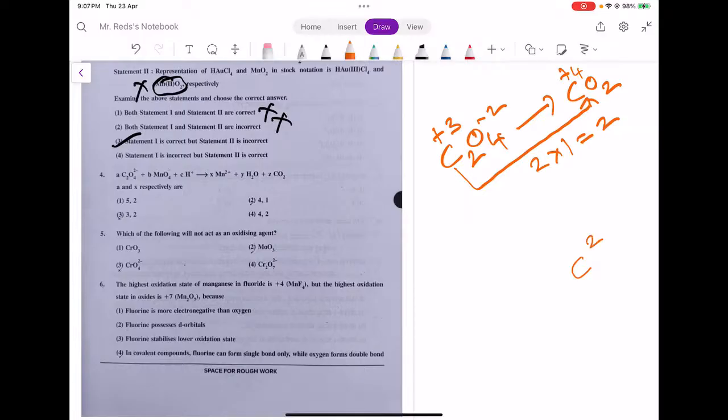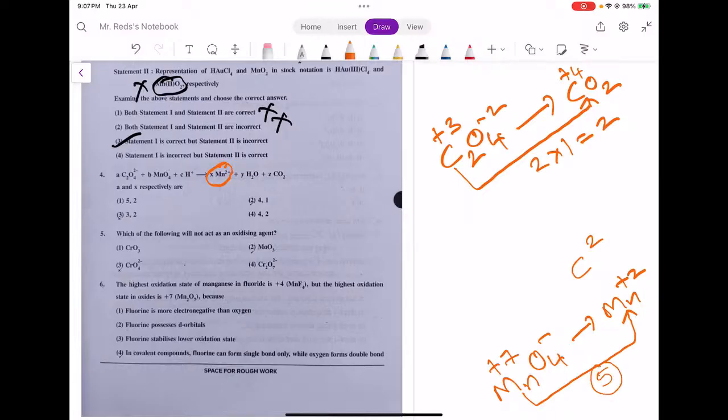Change in the oxidation number of permanganate ion. Permanganate ion MnO4 - gives rise to Mn2+. The oxidation state of manganese in permanganate ion is +7. That is directly changed to Mn2+, as given in the reaction. What is the change in oxidation number? +7 to +2. 5 is the change in oxidation number. So, the change in the oxidation number of manganese is 5.